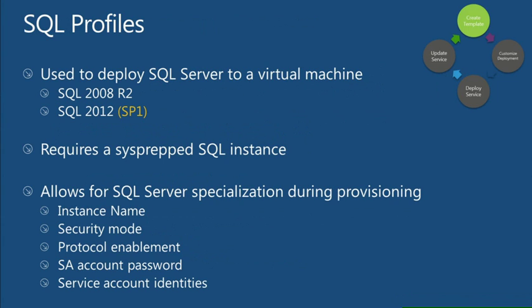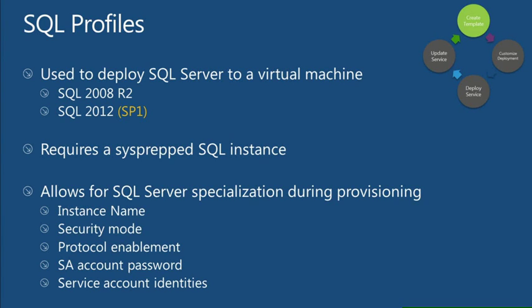SQL profiles. SQL 2008 R2 introduced a new ability to create a sysprepped instance of SQL. And you do this by going through the normal SQL install, choosing the advanced option, and then there's an option to prepare an instance of SQL. After you're done with that, you can then sysprep the disk. And now you have a sysprepped instance of SQL that needs to be completed after Windows specialization has occurred.